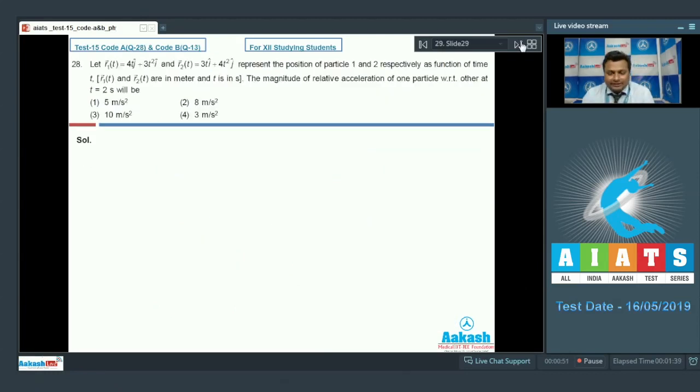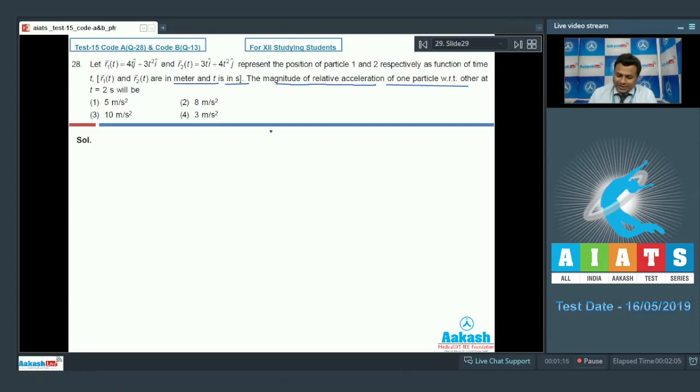Here is question number 28, everyone. Let r1 vector equals 4t j cap plus 3t square i cap and r2 vector equals 3t i cap plus 4t square j cap represent the position of particle 1 and 2 respectively as a function of time t. r1 vector and r2 vector are in meter and t is in seconds. The magnitude of relative acceleration of one particle with respect to the other at t equal to 2 seconds will be.